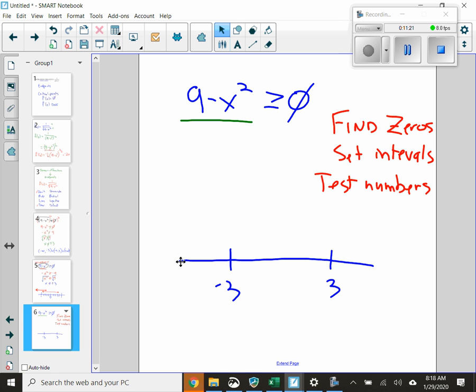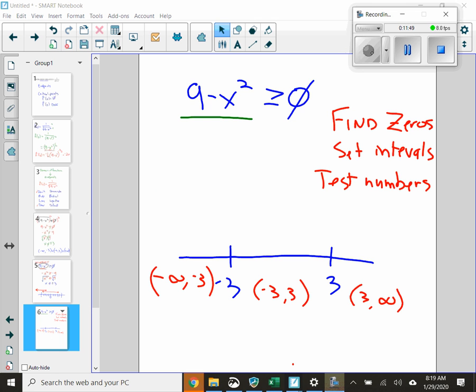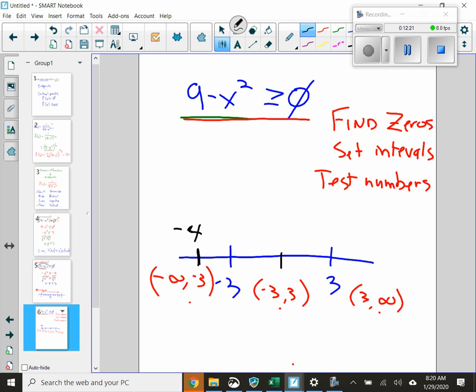And what I need to do is test, well, let's write the intervals that I'm dealing with here. I'm dealing with the interval -infinity to -3, the interval -3 to +3, and the interval +3 to infinity. So what I need to do is test numbers in each of these 3 intervals and find out in which interval is this true: 9 minus x squared is greater than 0. So let's do it. The number I'm going to test in this interval here, I can pick any number I want, is -4. The number I'm going to test in this interval here is 0. And the number I'm going to test in this interval here, I'll do +4.